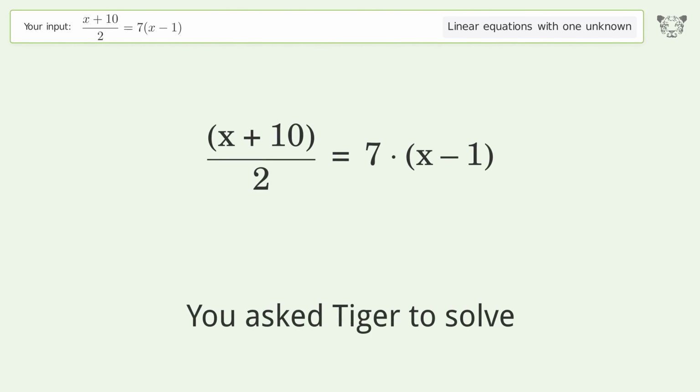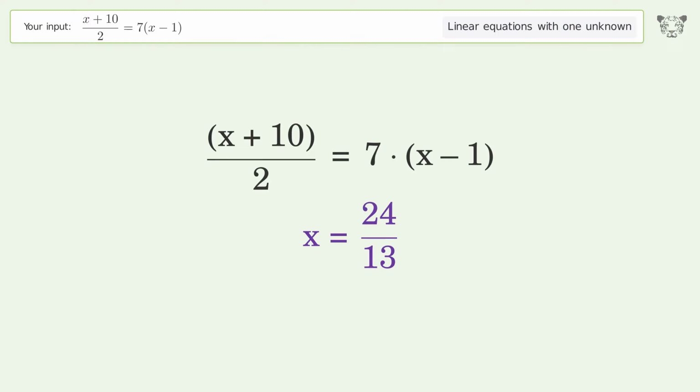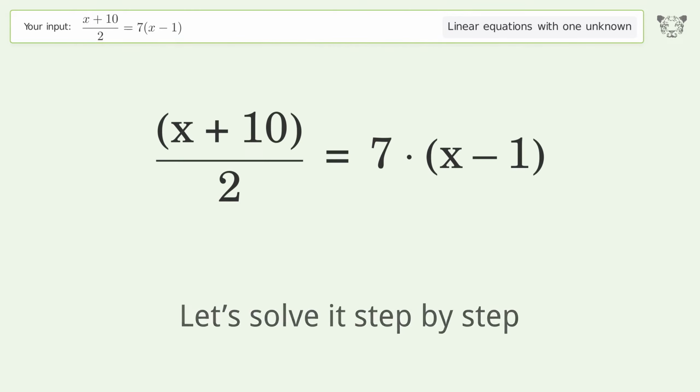You ask Tiger to solve. This deals with linear equations with one unknown. The final result is x equals 24/13. Let's solve it step by step.